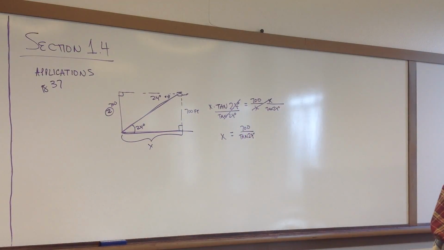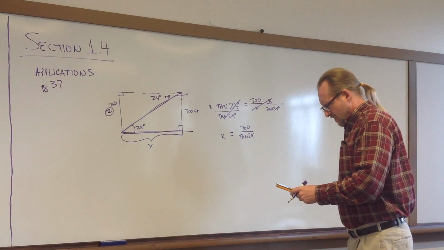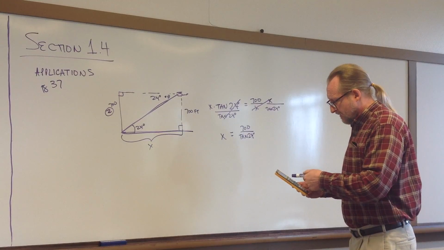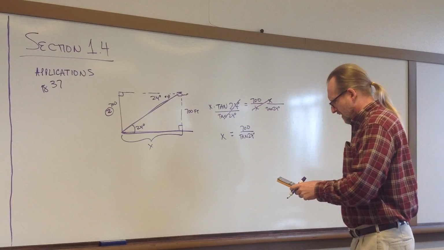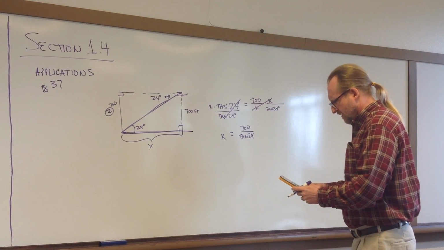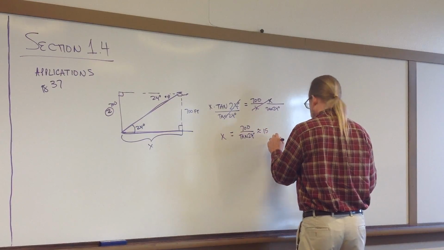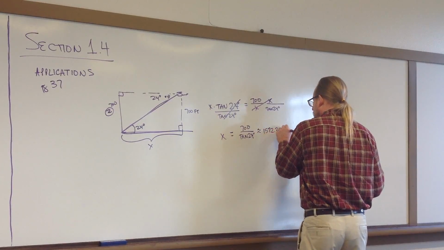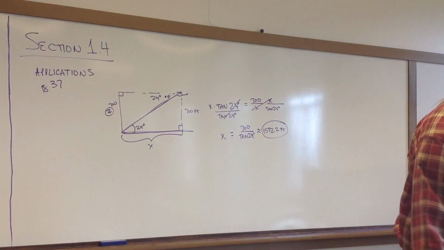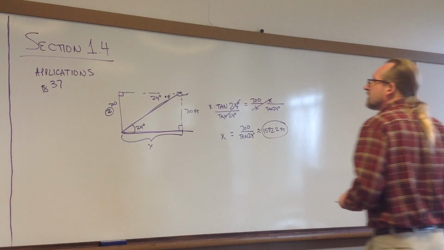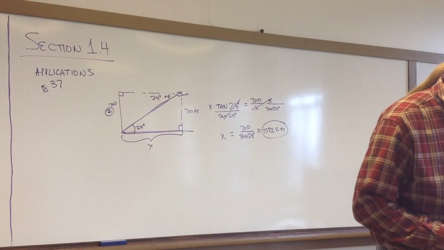Let's get a good approximation for this. First off, make sure that your calculator is in degrees. Then we'll do 700 divided by the tangent of 24 degrees. And so this comes out to be about 1,572.2 feet. Oh yeah, to the nearest tenth. Round answers to the nearest tenth. Okay, well, that's good.